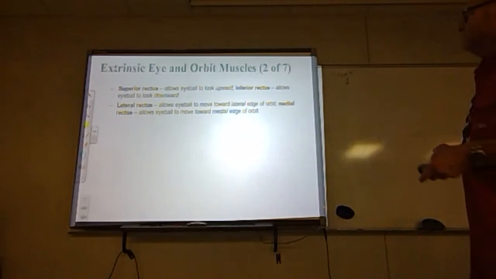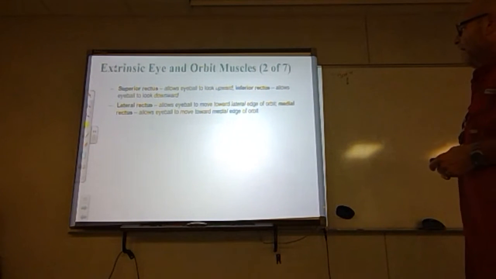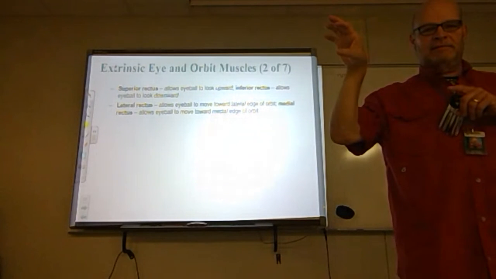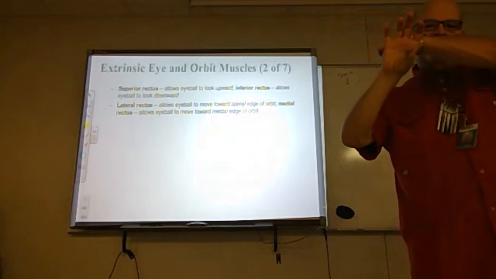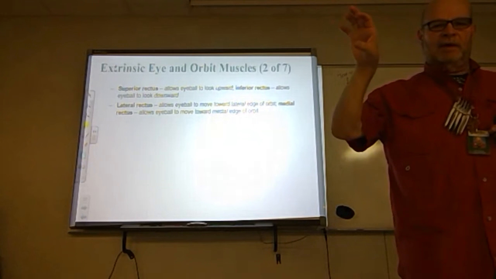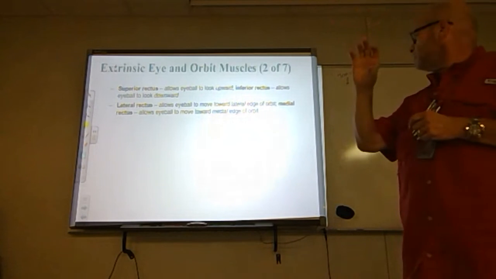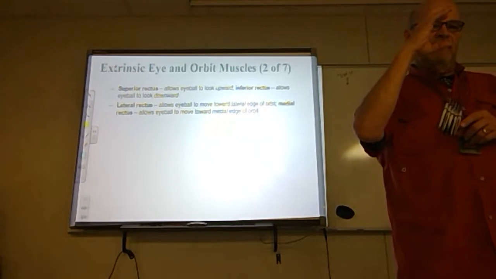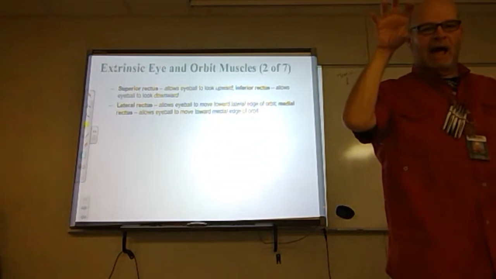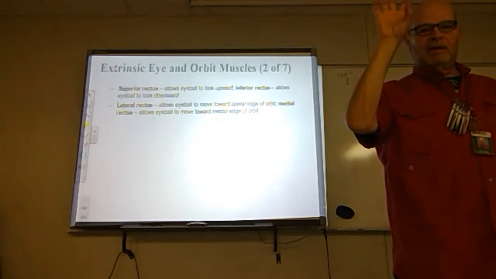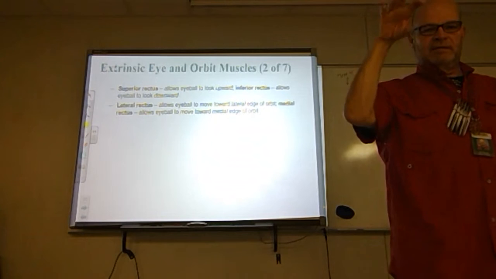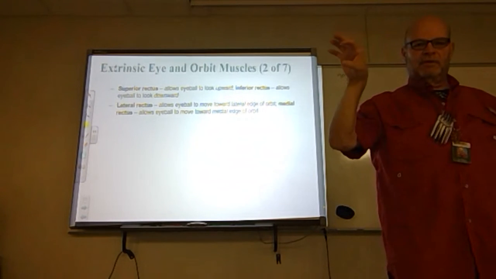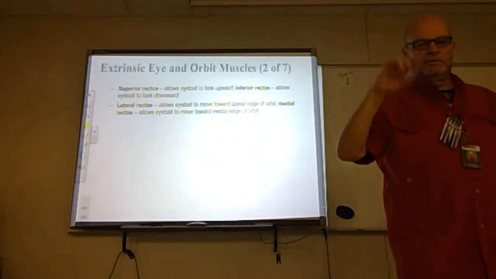The lateral rectus muscle allows the eyeball to move lateral to the orbit. Lateral means to the outside. So it's attached over here and moves the eye that way. The medial, make sure I'm keeping in the right order, is attached over here, and it's going to move the eye this way. So this is my eyeball. Superior rectus this way, inferior rectus this way. Lateral, looking to the outside. Medial, looking to the inside.